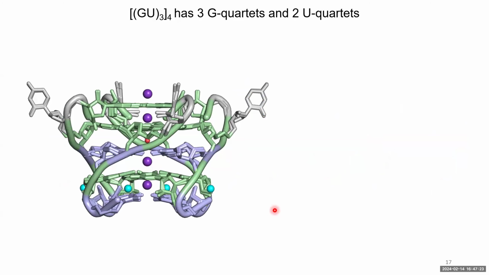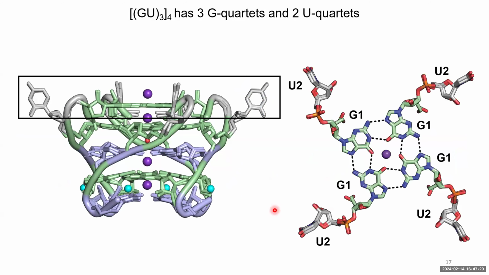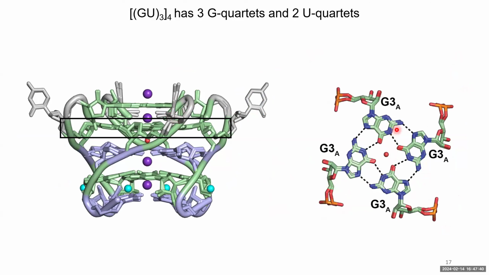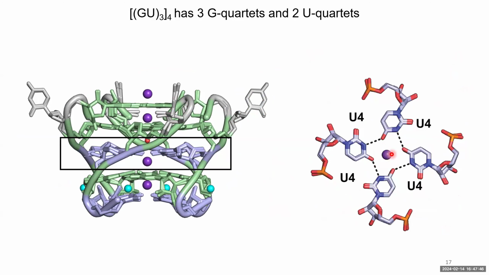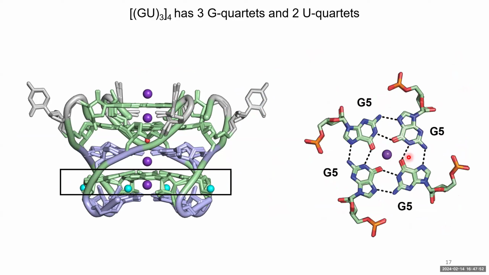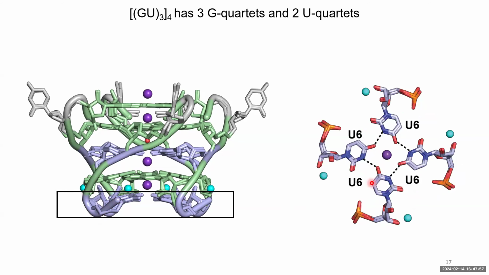If we then look through one of the monomers of GU3 at a base-by-base level, we see that the first layer of this quadruplex is a G1 quartet with U2s bulged out. We then see an inversion here that transitions us to a G3 quartet with a water bound in the center, a U4 quartet with a potassium, a G5 quartet with another potassium, and then we see the second inversion at U6, which then has a U quartet as well as sodium ions bound to the surface.